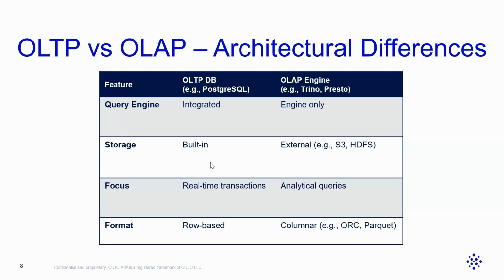First of all, usually OLTP databases come all at once, meaning that the query engine is usually highly integrated together with the storage layer. That's why usually the scaling of an OLTP system is possible only vertically, which can be quite expensive overall. While with OLAP approaches, usually the engine is separated from the storage. Moreover, the storage can be external, for instance, Amazon Simple Storage Service S3 or HDFS, which stands for the Hadoop Distributed File System.